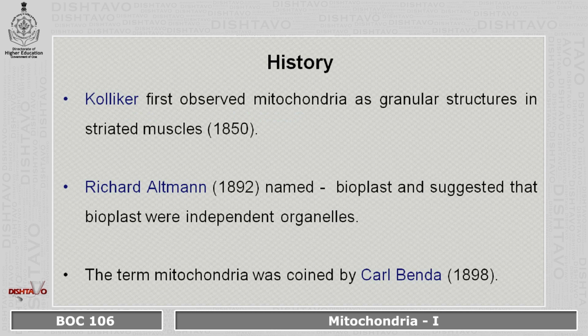Kolliker first observed mitochondria as granular structures in striated muscles in around 1850. Then in 1892, Richard Altman named this structure as bioplast and he also suggested that bioplasts were independent organelles. The term mitochondria was coined by Carl Benda in 1898.